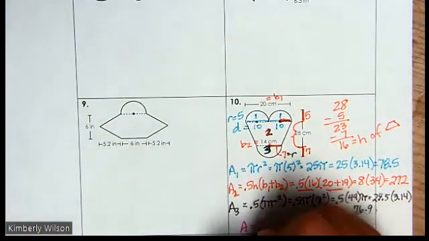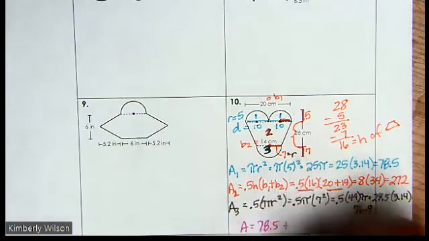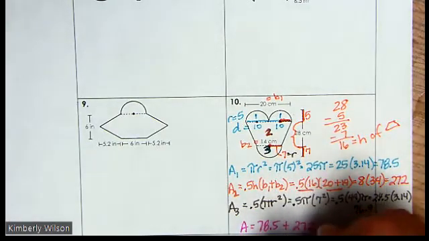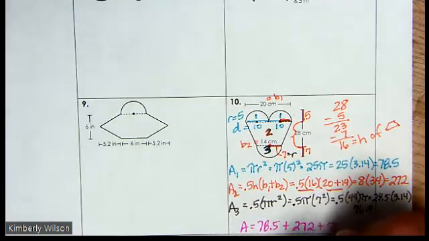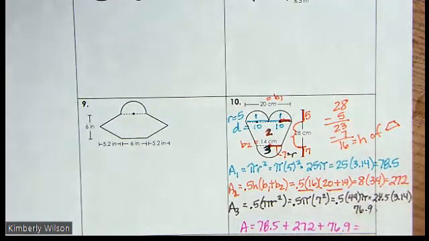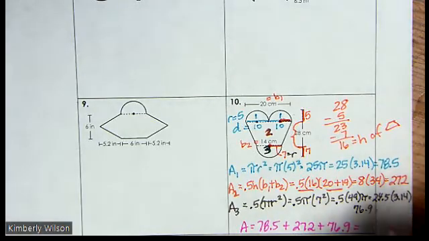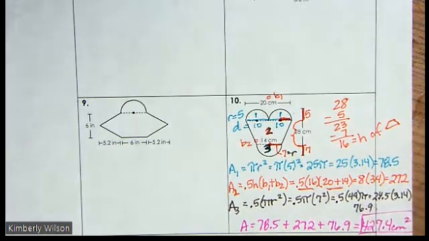So it's going to be 78.5 plus 272 plus 76.9. Which gives me 427.4 centimeters squared as the final answer.